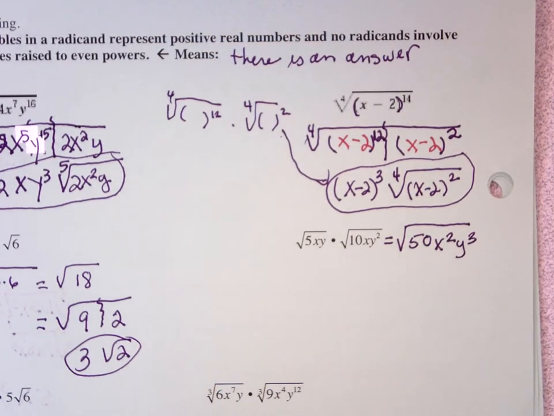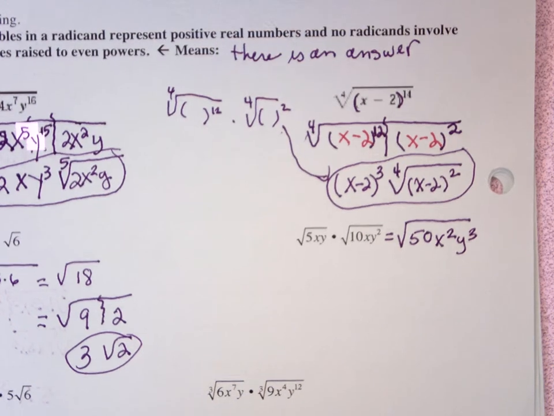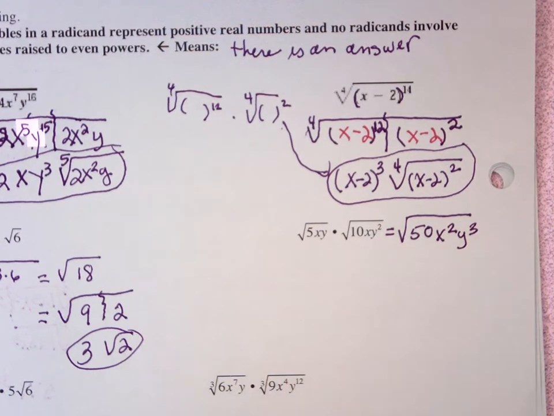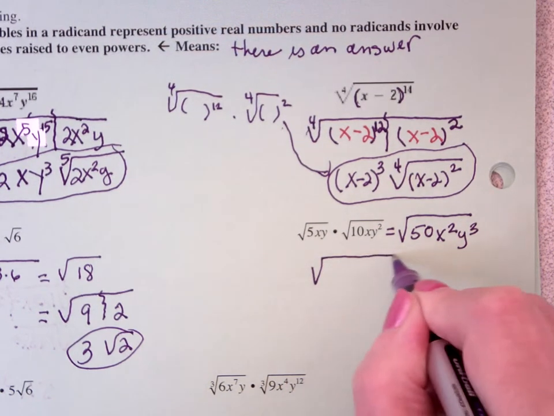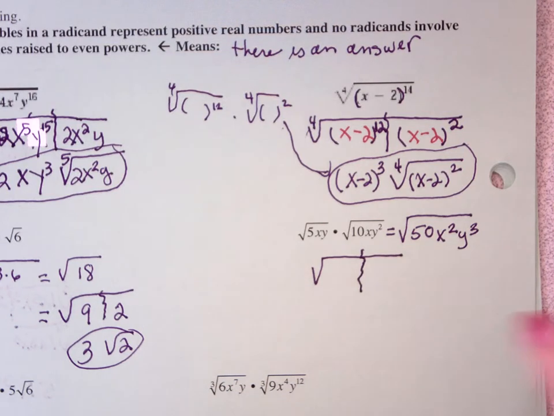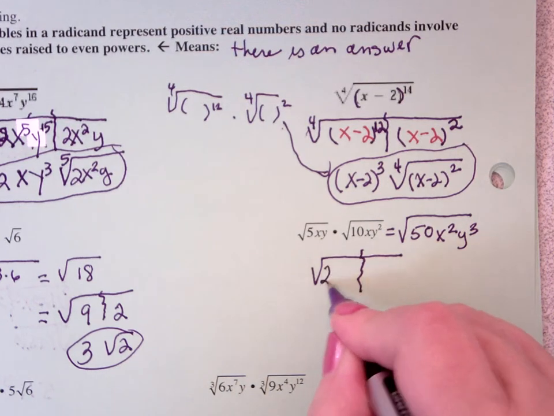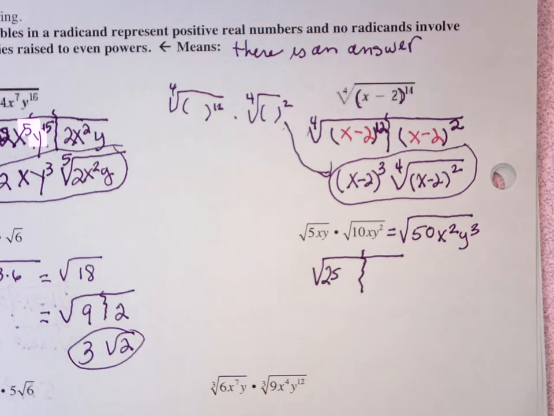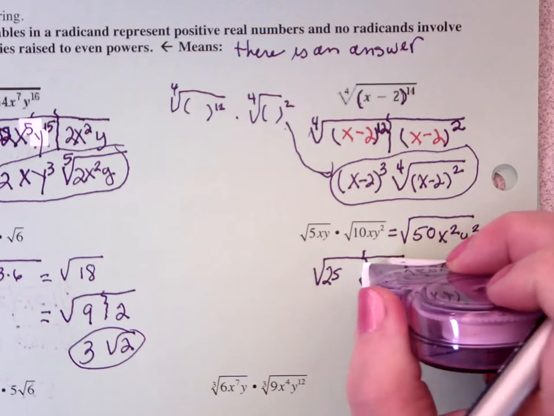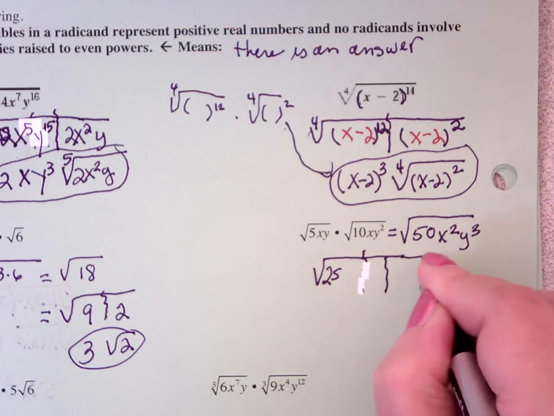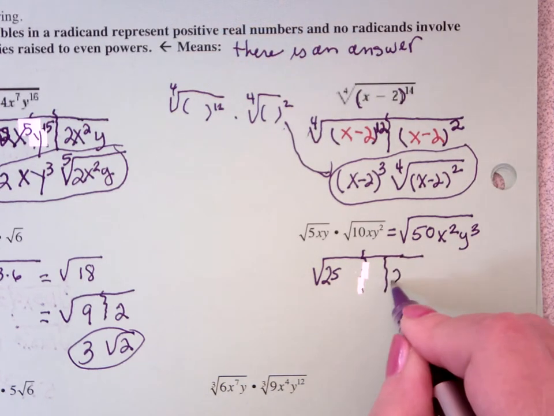Now, if you need me to put that step in, let me know, because I skipped a step. So I just multiplied these two radicals together. So now I'm going to break it down into my two parts. 50, what's the square in 50? 25. The leftover is 2, and dang it, I did it again. Don't have enough space. And the leftover is 2.